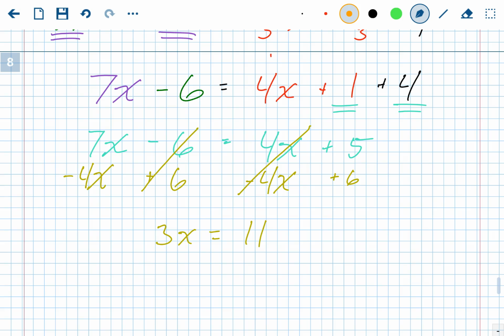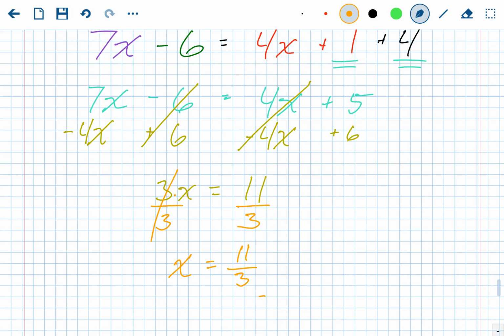So we're going to get a fraction on this one. 3 times x equals 11. Divide both sides by 3. And you get x equals 11 thirds. So that's somewhere you have to combine like terms first. You have to simplify. Do as much as you can to each side and then switch the sides.